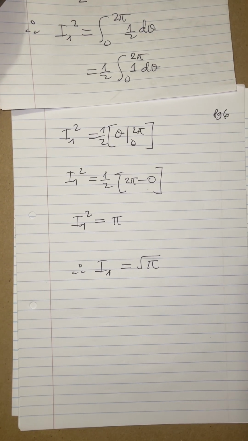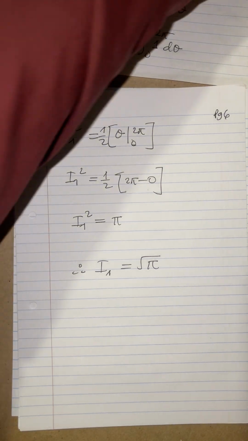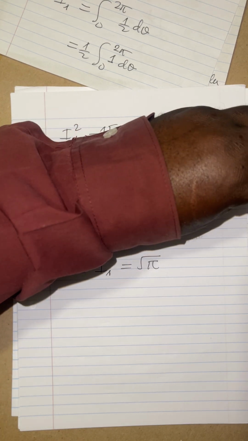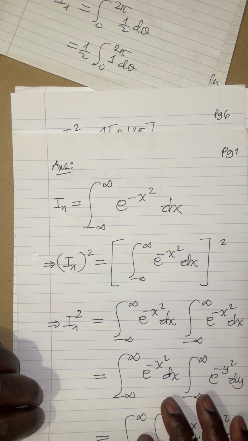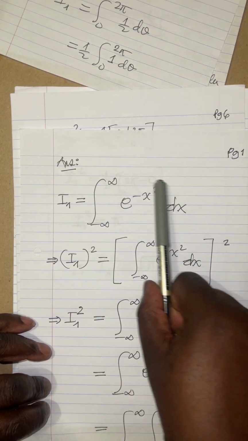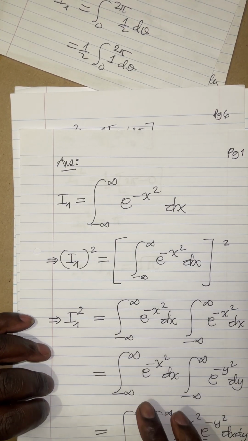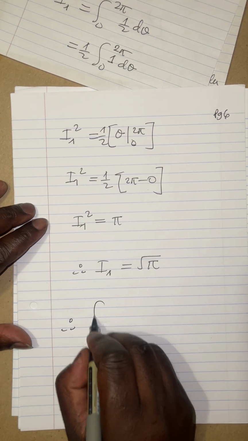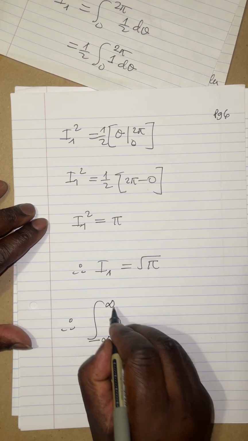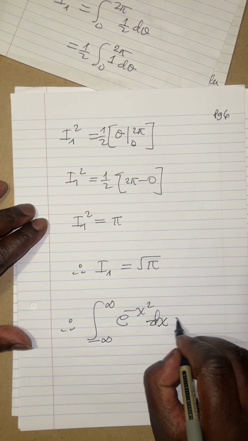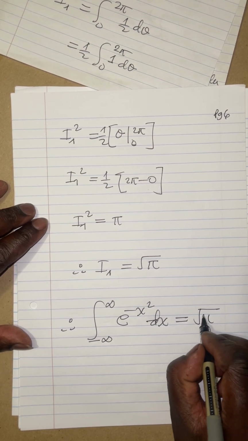There you have it, ladies and gentlemen. And therefore, what are we saying? Let's go back to our starting place where we started with the first integral there. Because I1 equals this, we're basically saying that the famous Gaussian integral simplifies to that. So we can say, therefore, the integral from minus infinity all the way to positive infinity of e to the minus x squared dx is just basically equal to square root of pi.